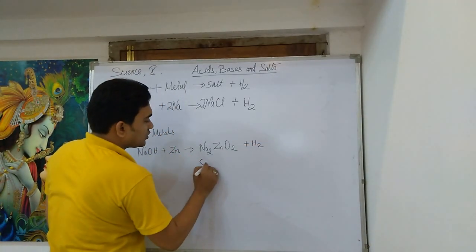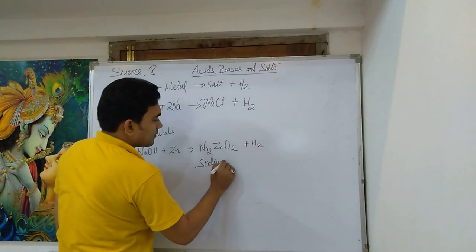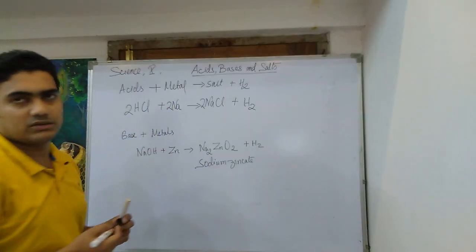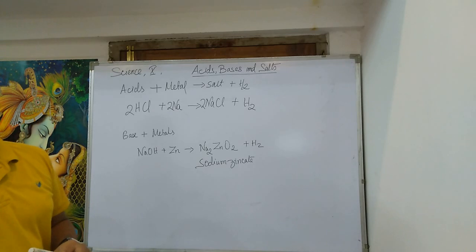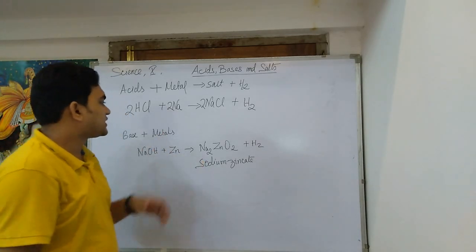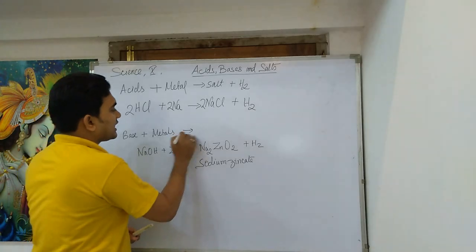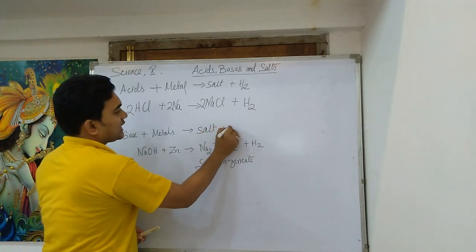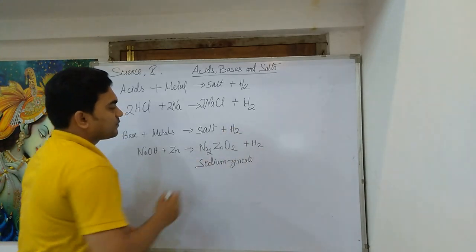called sodium zincate. This particular compound is called sodium zincate, and this happens as a special case. So here also we can get base plus metals, they give salt and hydrogen gas.